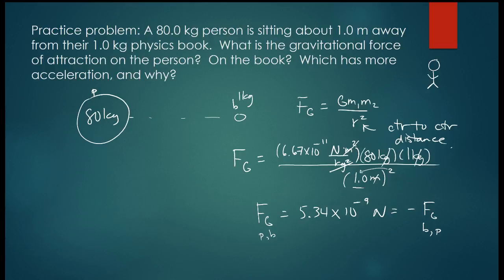And so which one has more acceleration? Well, the acceleration depends on the mass of the object because F equals ma. If the gravitational force is the only force we're dealing with, then the acceleration of the book will be the force of gravity divided by the mass of the book, and the acceleration of the person will be the force of gravity divided by the mass of the person.